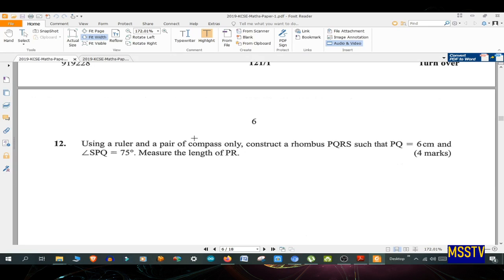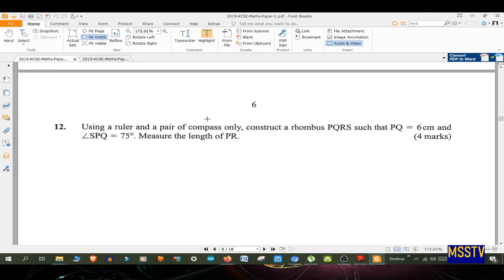Question 12. Using a ruler and a pair of compasses only, construct a rhombus PQRS such that PQ is 6 and angle SPQ is 75. Then you're supposed to measure the length of PR. So this again is construction. So general construction, and it's basically the Form 1 work.